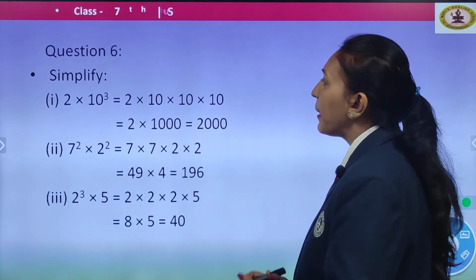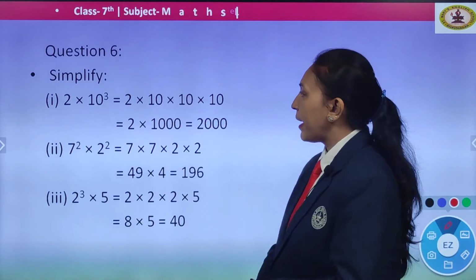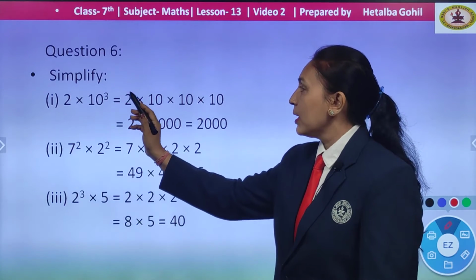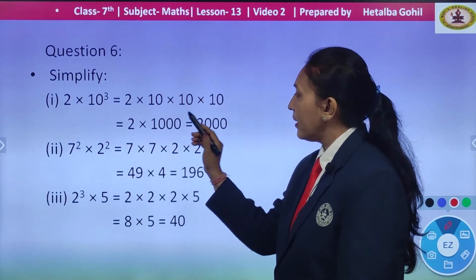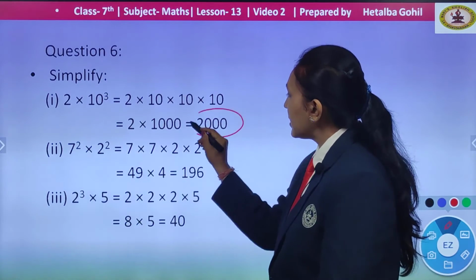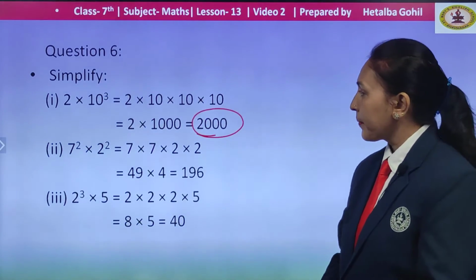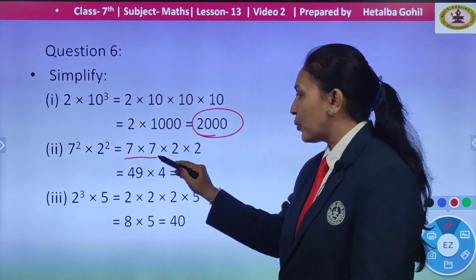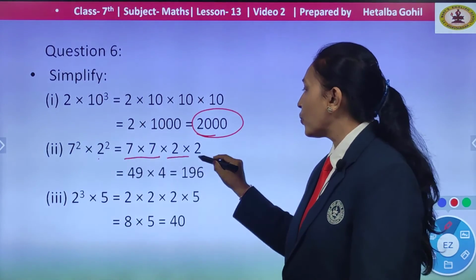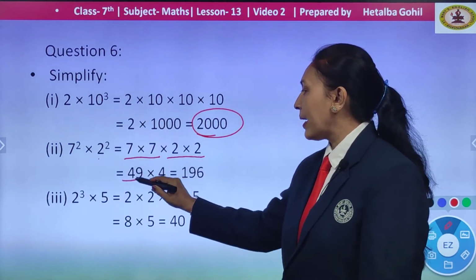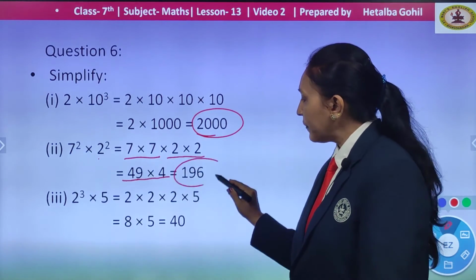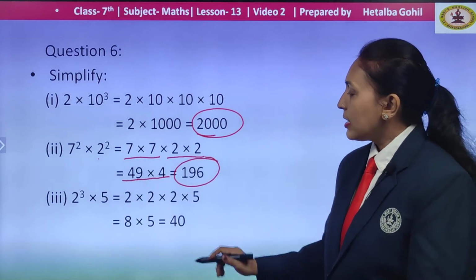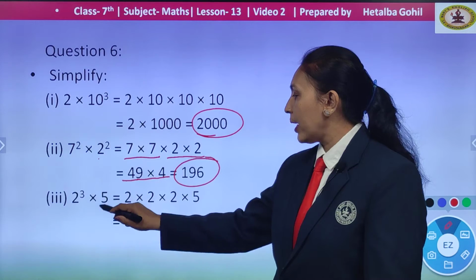Question 6, simplify. We have to find the value after simplifying. Here 2 is multiplied by 10 raised to 3, that means 10 multiplied 3 times, 2 into 10 into 10 into 10, that means 2 into 1000, we get our answer as 2000. Next, 7 square into 2 square, that means 7 multiplied 2 times, 2 also multiplied 2 times. So 49 multiplied by 4, the product we get here is 196.